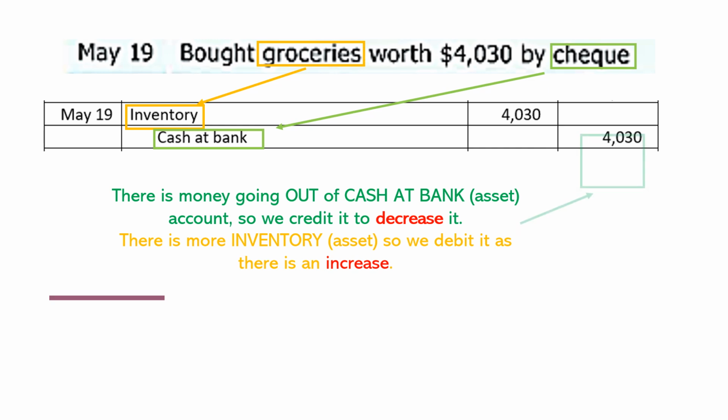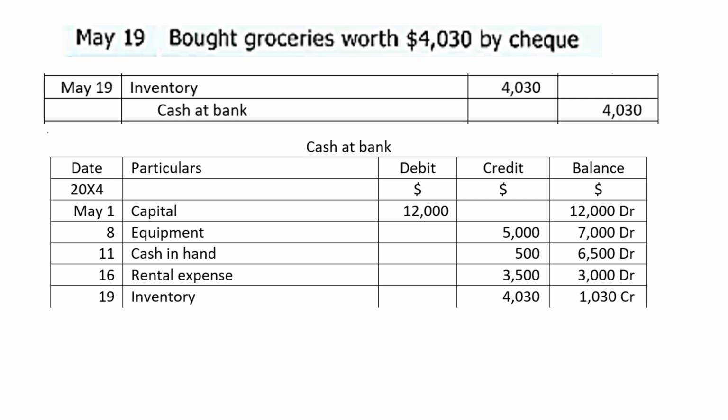All right. So same thing, because there's money going out, you use money to buy your groceries for your business. So that's why your asset decreases and it is a credit entry. You have more inventory now, and inventory is an asset. So that's why there is an increase and we will debit it. All right. So how does it link to our ledger?